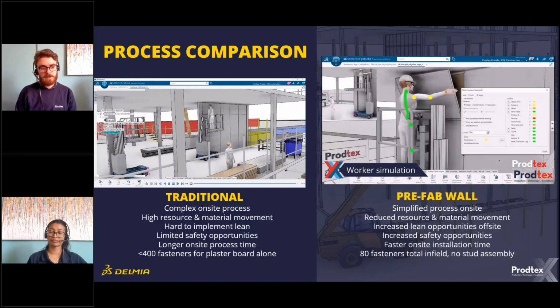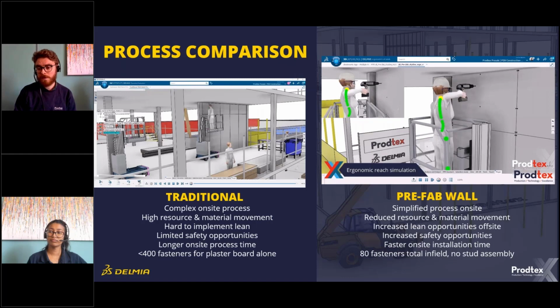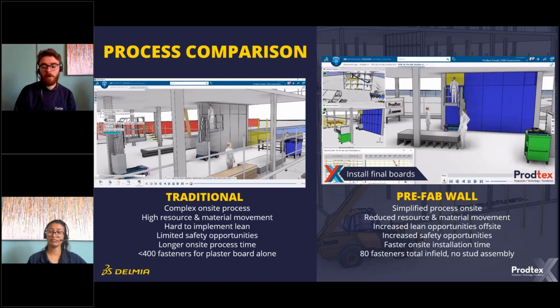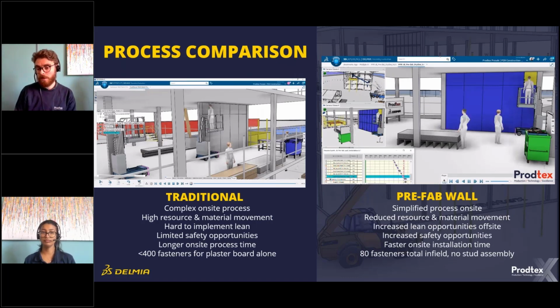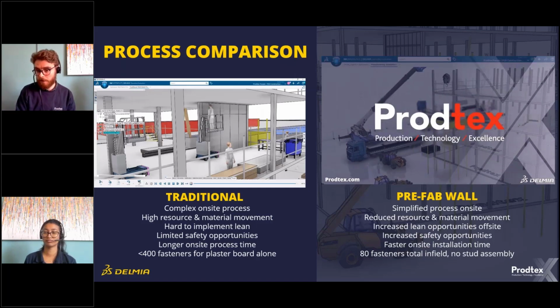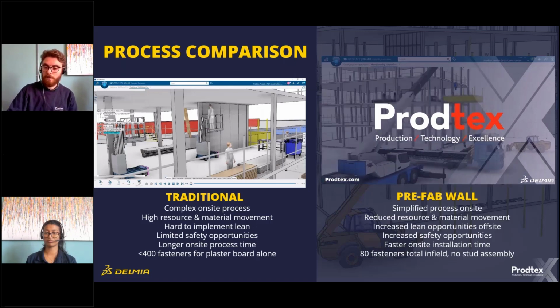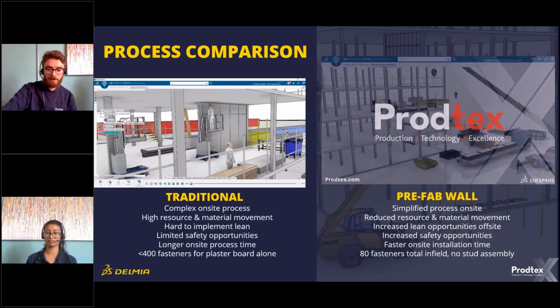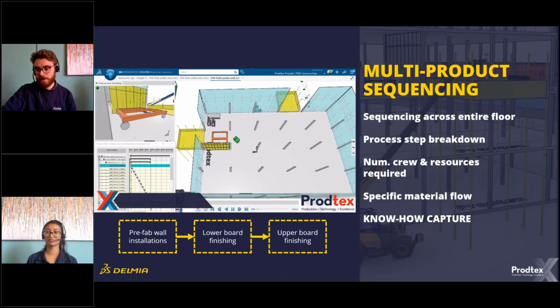Just to give some rough KPIs, and this is a fake scenario, obviously. In this example, on the left, the traditional wall installation, we have around 400 fasteners alone for the plasterboard, whereas on the right, we only have to install 80. So we're talking about less than a quarter of the processes that need to be done in the field compared to before, which means on site you can deploy this quicker than the traditional. But some of you are asking, what does that mean for my higher sequencing?